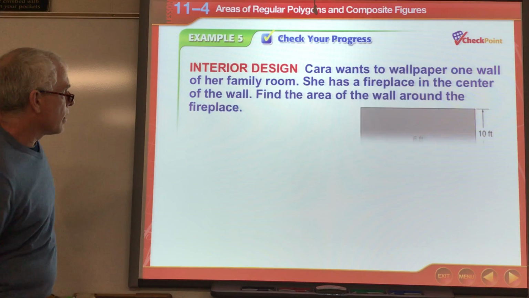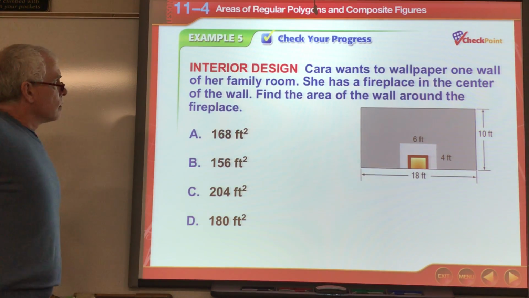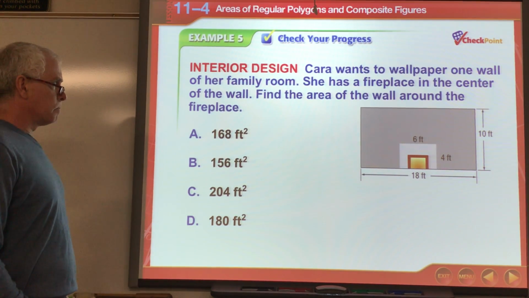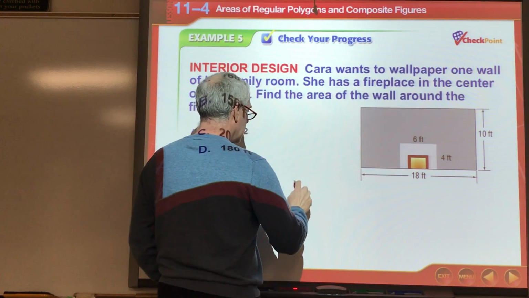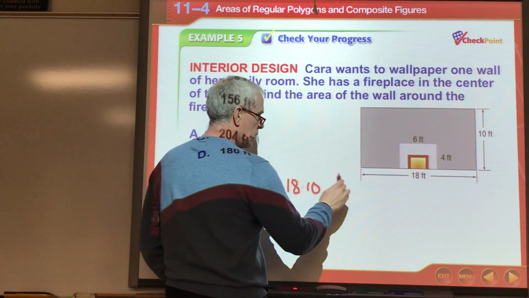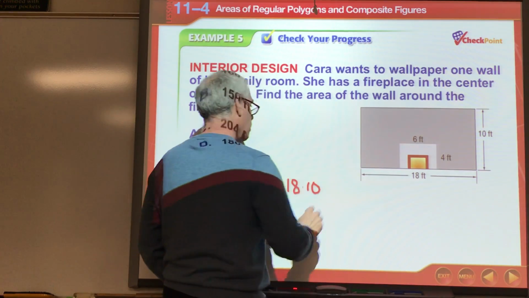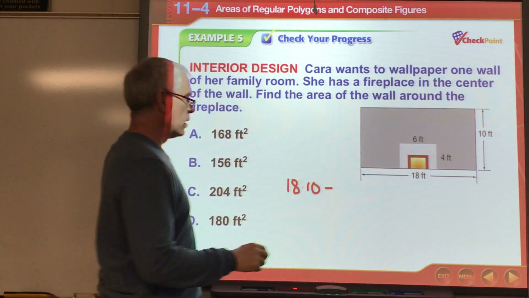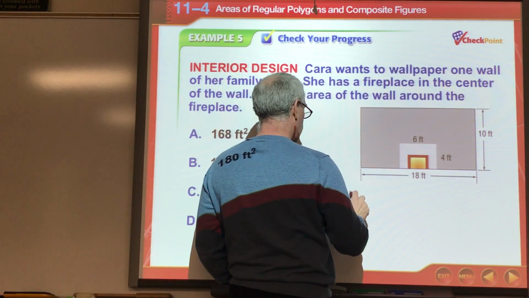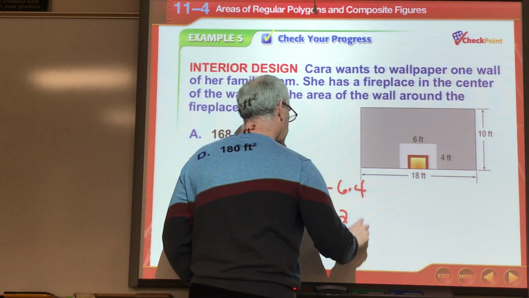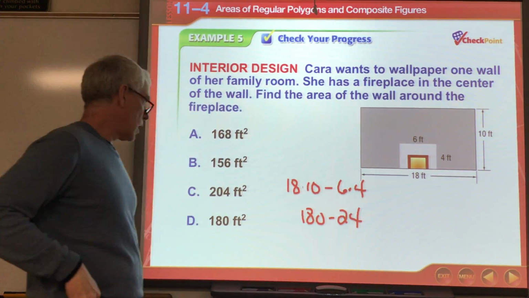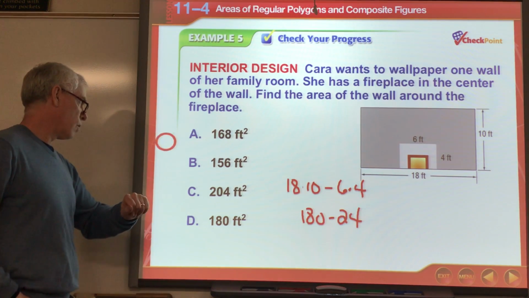Why don't you guys try one like it, okay? Very similar situation. So the area of the big rectangle is going to be 18 times 10. They give us the dimensions on this. Minus the area of the little rectangle, which is 6 times 4. Okay, so 180 minus 24, which is 156 for B.